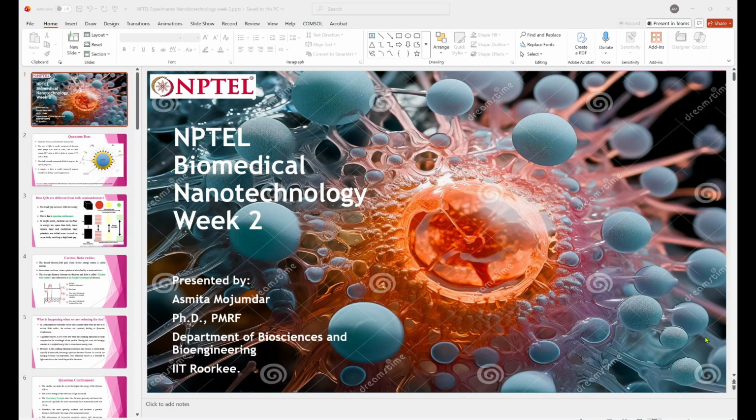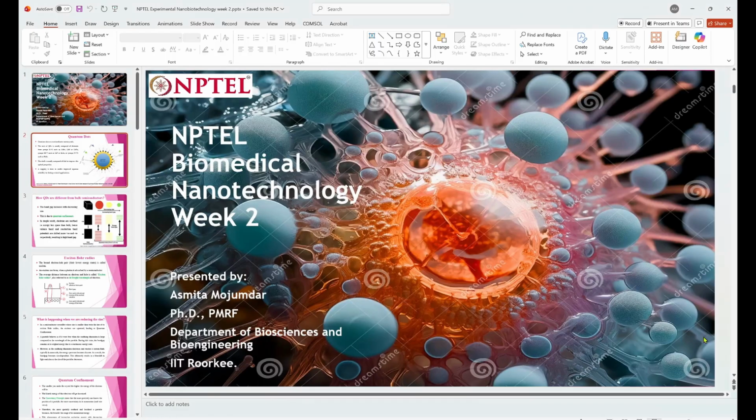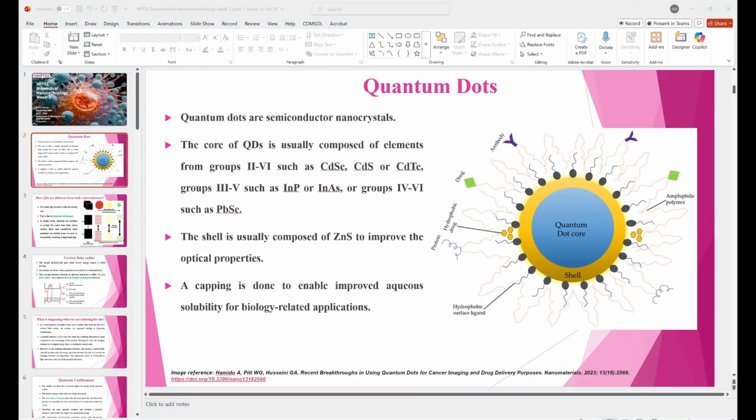So today we will be learning about quantum dots. As far as I remember, in week 1, you were taught about carbon dots, where in one slide there was a comparison between carbon dots and quantum dots. So any idea what quantum dots are? Quantum dots are semiconductor nanocrystals. So what do you mean by semiconductor nanocrystals?